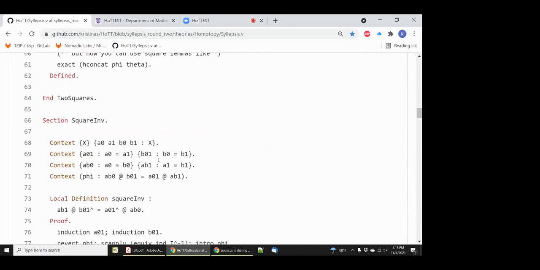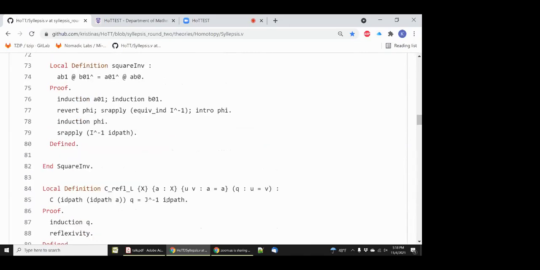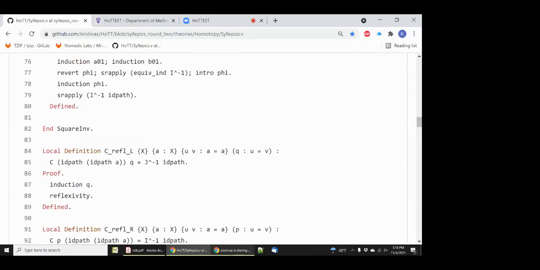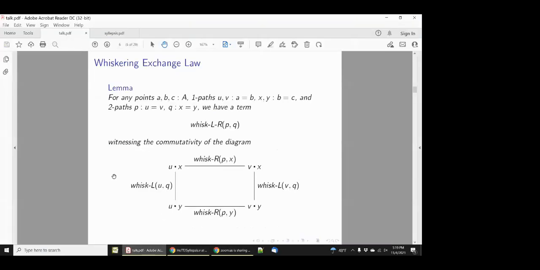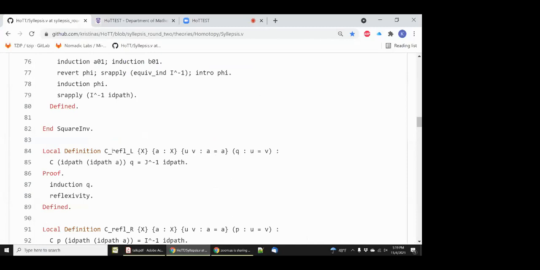Then we have square inverse, where I want to revert the order in which the vertical paths go. Again, I was doing this kind of from scratch, but it should already exist in the library. Now this crefl L thing: when I was arguing that the Eckmann-Hilton proof is basically trivial when one of the paths is an identity, I mentioned that the whiskering is also sort of trivial when one of the paths is an identity. That's what this says.